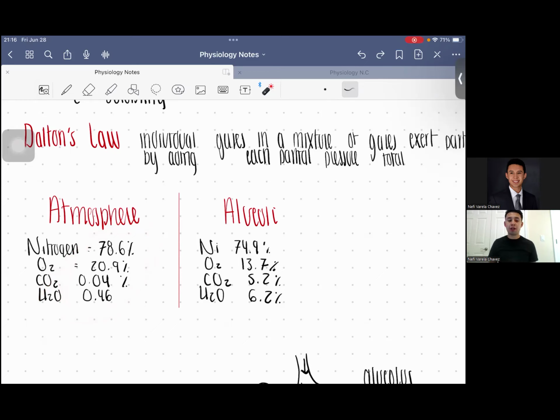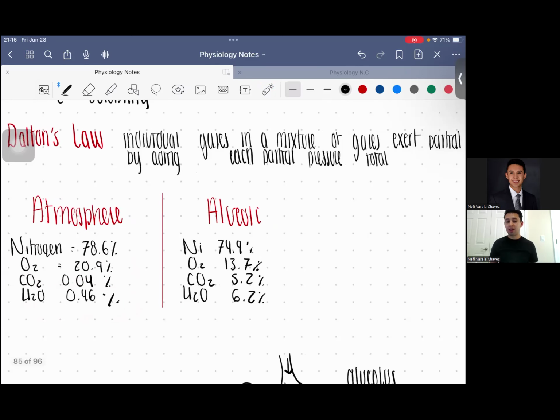From that total pressure, 78.6% is nitrogen, 20.21% is oxygen, 0.04% is carbon dioxide, and 0.46% is water.